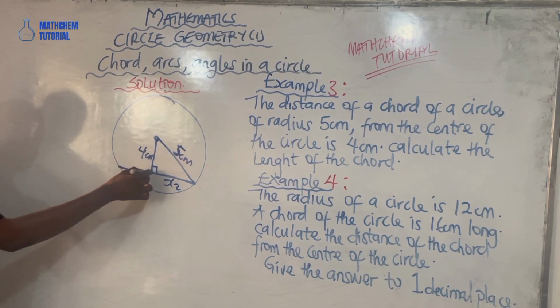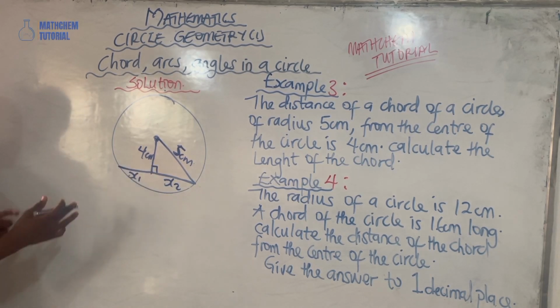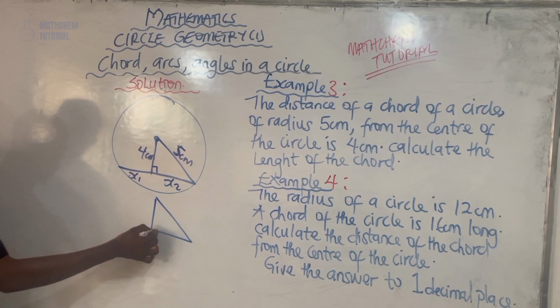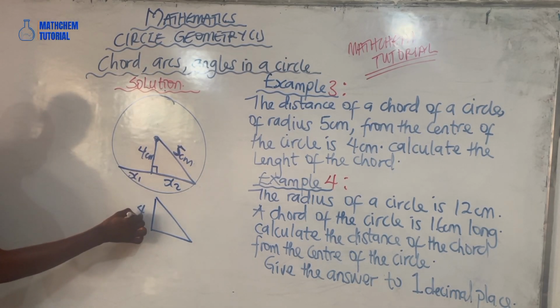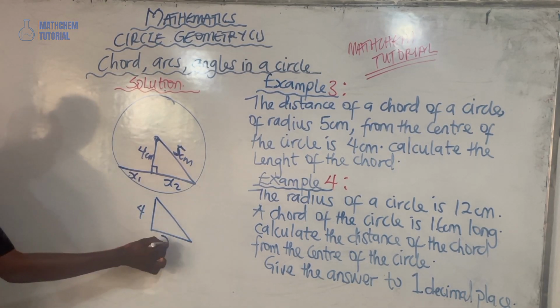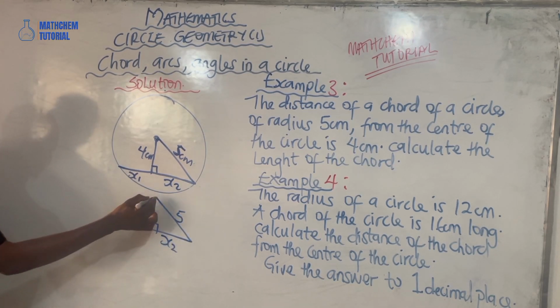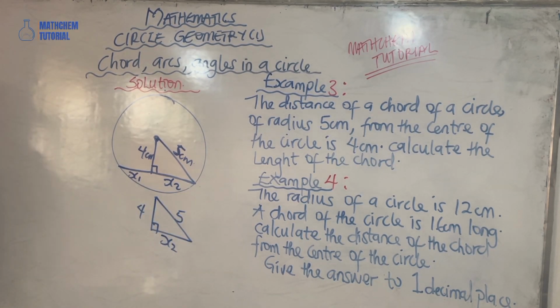This line cuts these two, x1 and x2, into two parts, and this is a chord. So now if I cut this thing out like this, my 4 centimeter is going to be here. Here will be my x2 and here will be my 5. I will have my angle 90 here like this. So now what am I going to do?